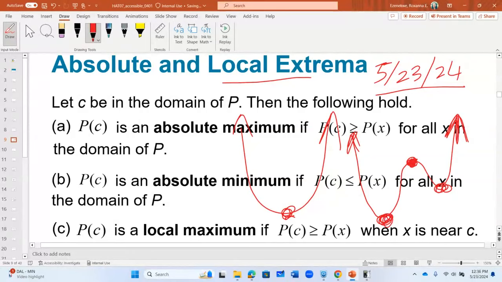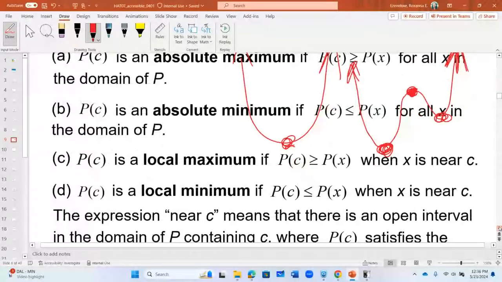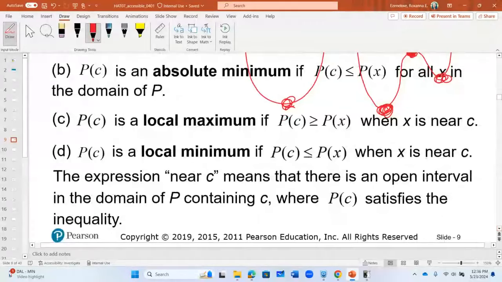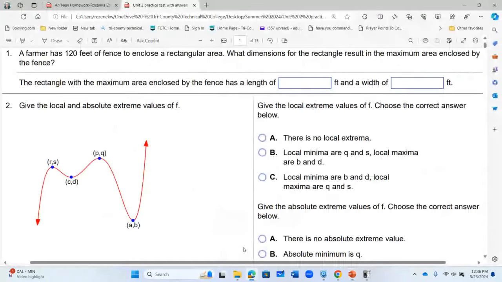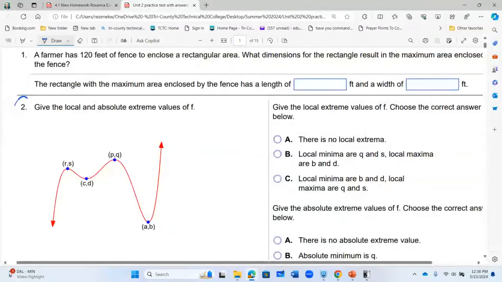Absolute maximum. It's just as simple as that. So this is section 4.1. When you hear local and absolute maximum, that is what everything we're talking about here is about. The next one, we're going to look for a question in the test that looks like that.